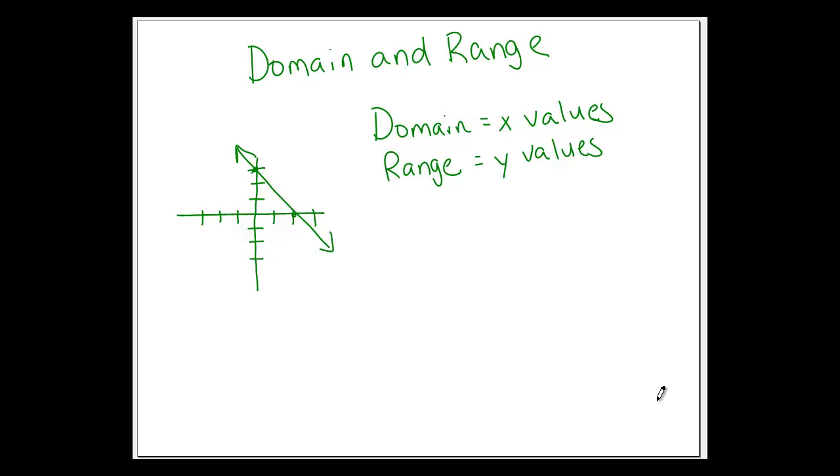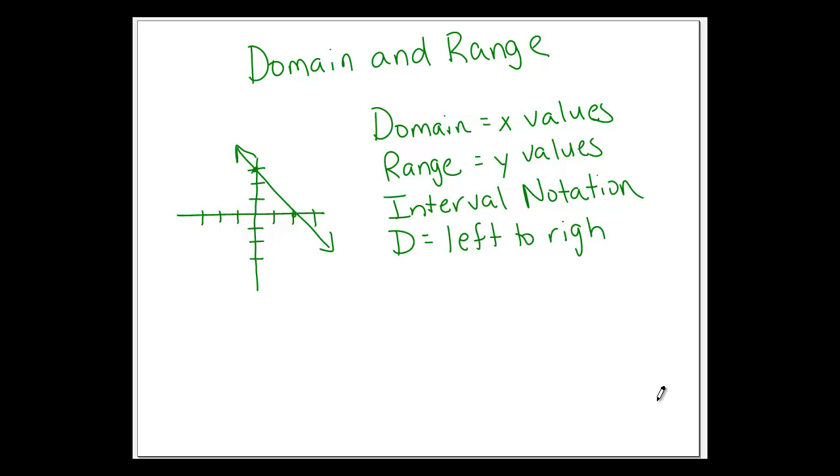Okay, we're going to write our answer for domain and range in something called interval notation. You will use this a lot in your math classes. So just some quick pointers on interval notation for domain and range. First of all, for the domain, I'm just going to abbreviate that D. You're going to go from left to right, because remember that domain is the x value, so you're really only talking about the horizontal axis. For range, I'm going to abbreviate that R. You're going to go from bottom to top.